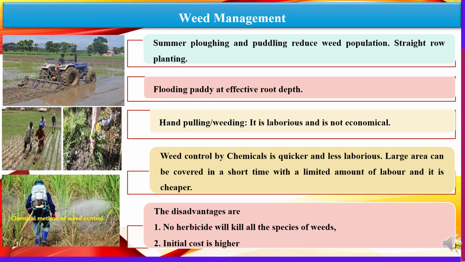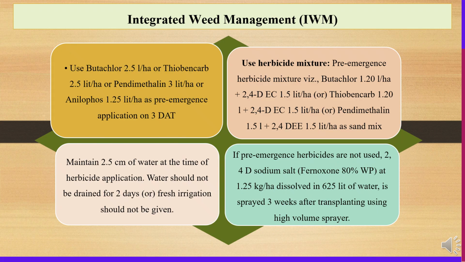Risk of herbicide resistance and potential environmental concerns require careful selection and use. Integrated weed management, IWM, combining cultural practices like puddling and flooding, mechanical methods like cono weeding, and selective use of herbicides offers the most sustainable and effective approach. Integrated weed management, IWM, in paddy.